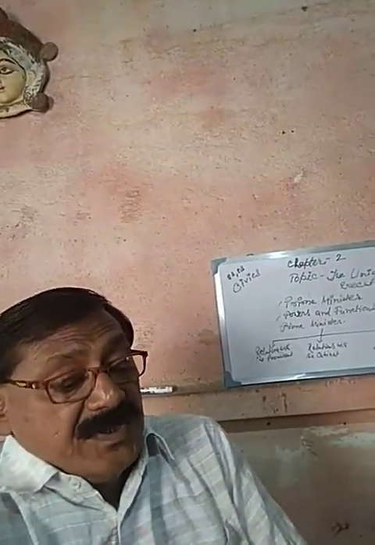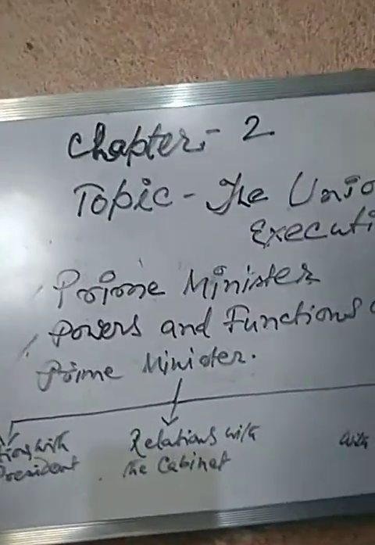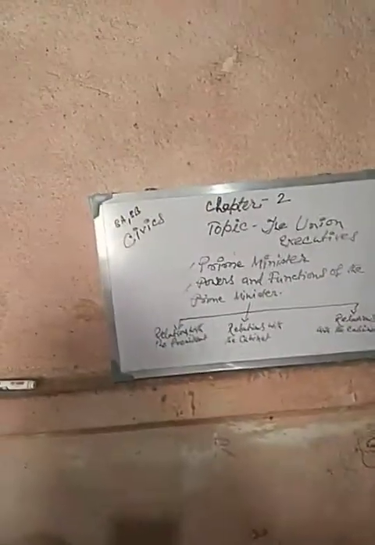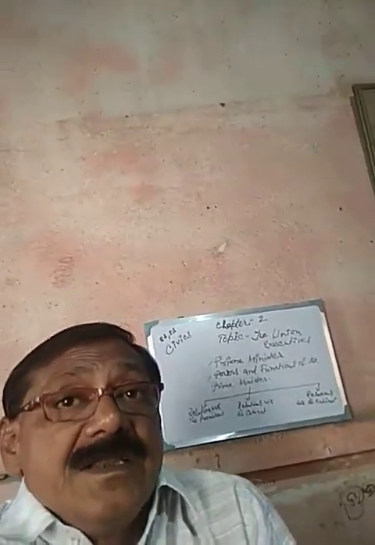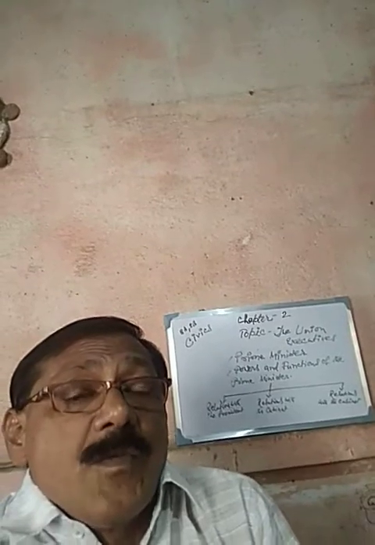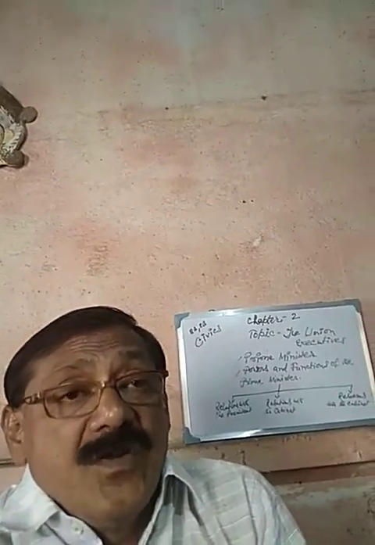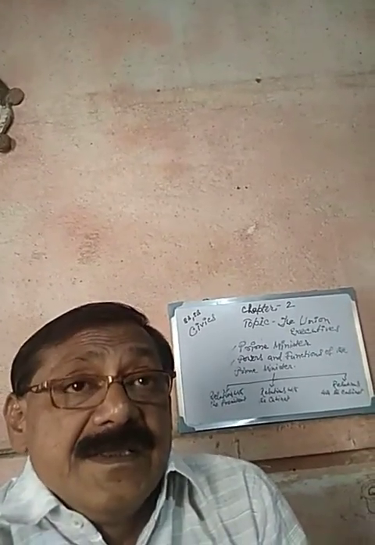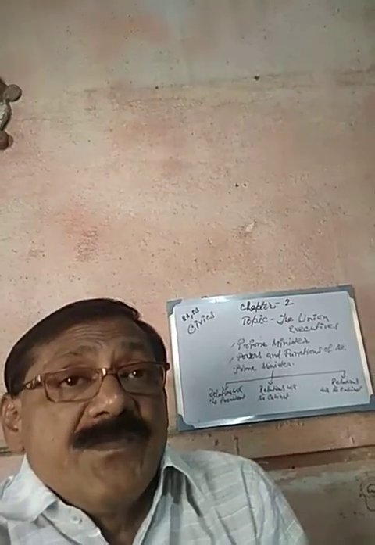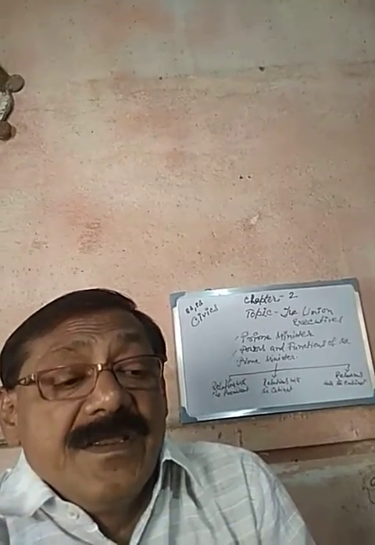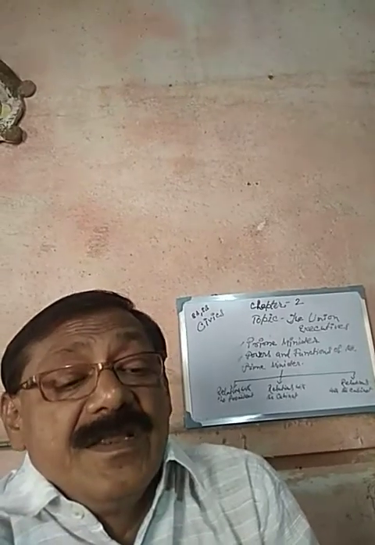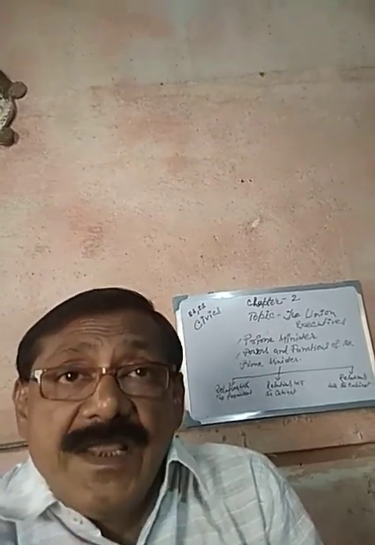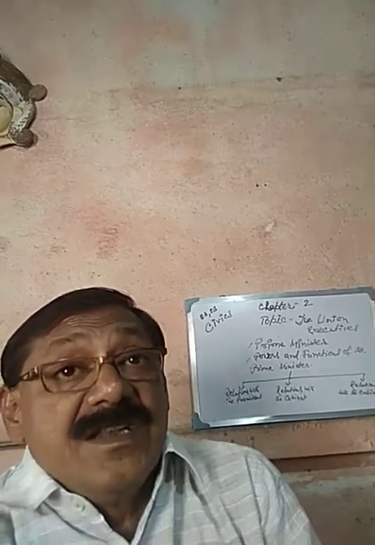Now, Prime Minister. The Prime Minister is the leader of the majority party. He is the head of the government and he is the chief spokesperson in the Lok Sabha on behalf of the government. Since India follows a parliamentary form of government, in this system the Prime Minister is the head of the government. The President is the nominal head, but the Prime Minister is the administrative head.